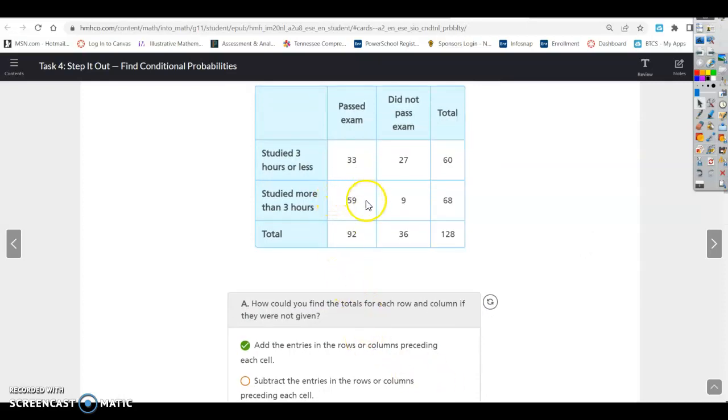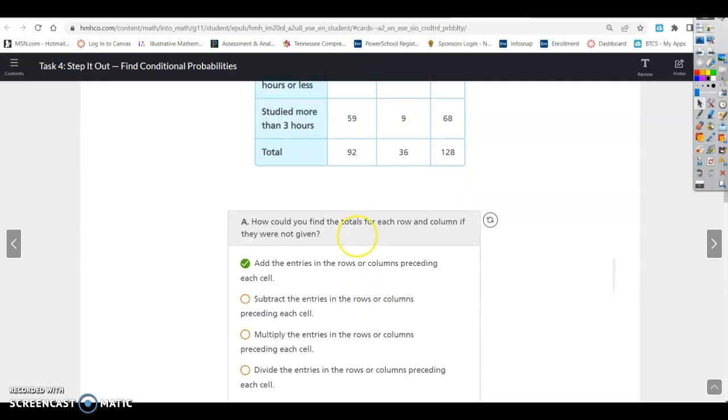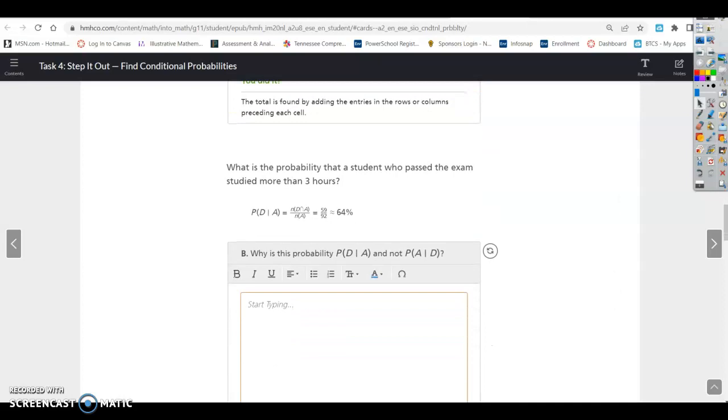All right, you can see here in the table that is 59, and you can see there are 92 total that passed the exam. So 59 divided by 92 is the 64% that they're showing here. It says, why is this probability P of D given A and not P of A given D?